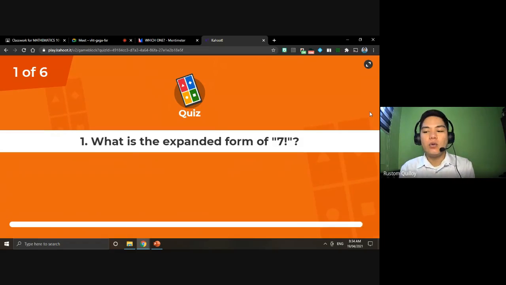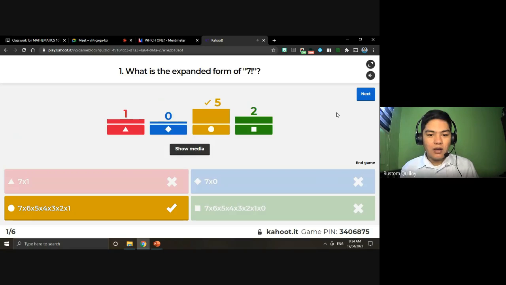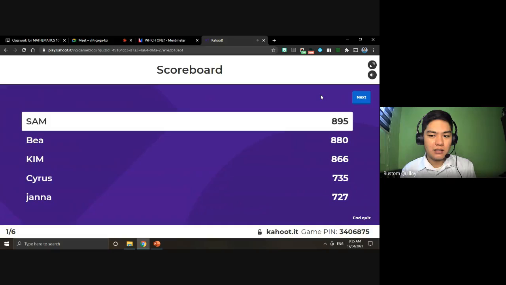Okay, question number 1. What is the expanded form of 7 factorial? Okay, correct answer is yung yellow. Expanded form of 7 factorial is 7 times 6 times 5 times 4 times 3 times 2 times 1. So, 5 po ang nakatama. And leading natin is si Sam.